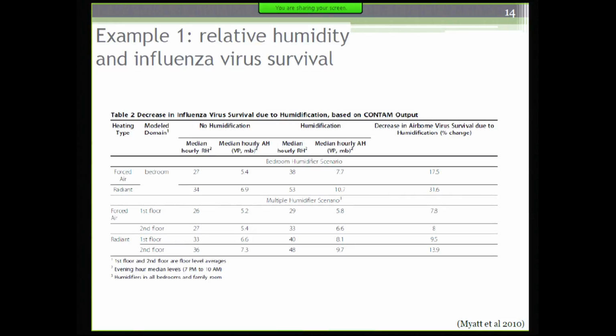And then there were different modeling scenarios shown on the table. I was a co-author on this paper, and if you want more details, you can look that up. But we also modeled putting humidifiers in multiple rooms, what happened to viruses across different areas of the house, et cetera. Next slide.